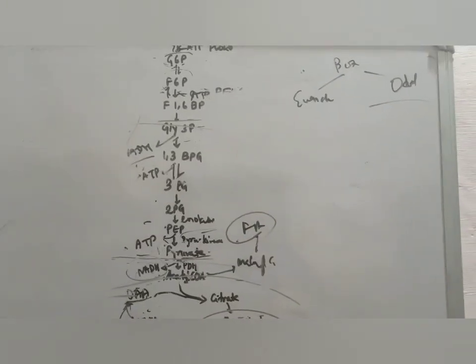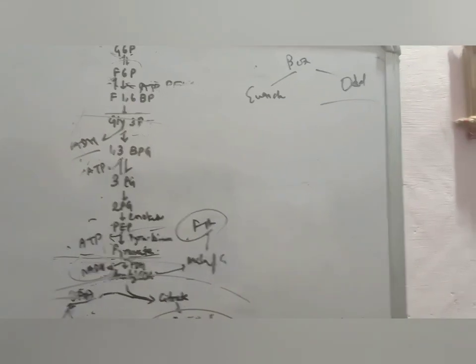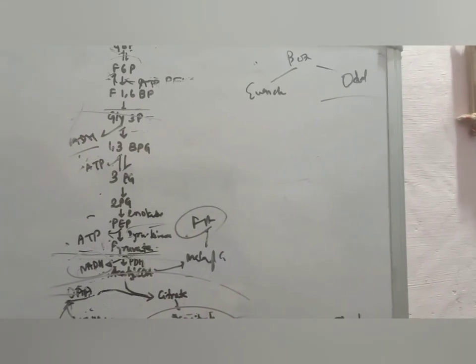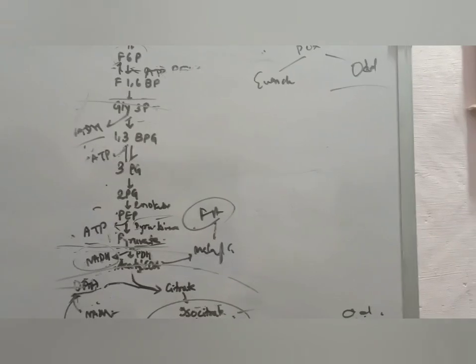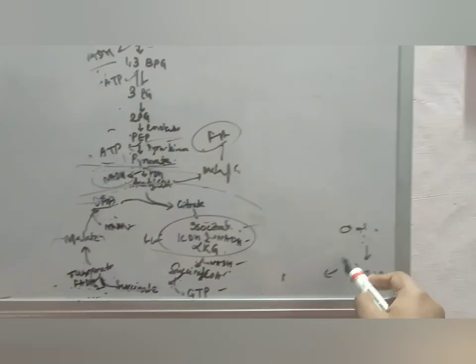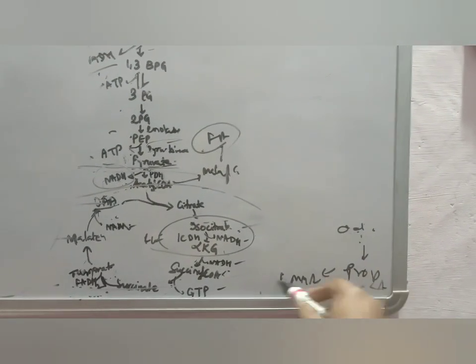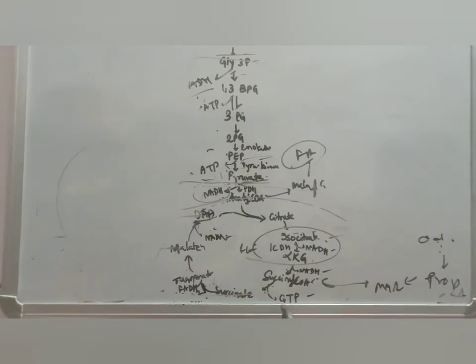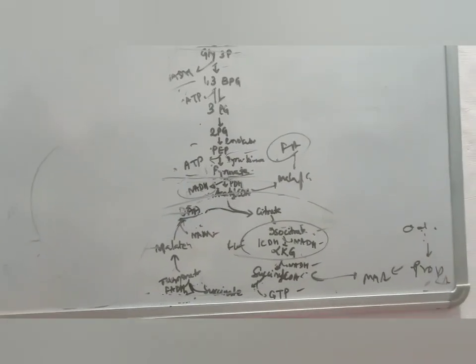For even chain fatty acids we had seen it, and for odd chain fatty acids we had seen it here. Odd chain fatty acids and all those amino acids were becoming propionyl coenzyme A, then methylmalonyl coenzyme A, then succinyl coenzyme A and entering the TCA cycle. So that is very different.